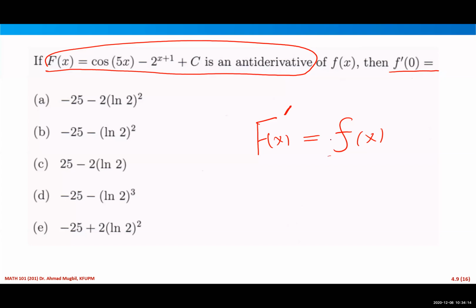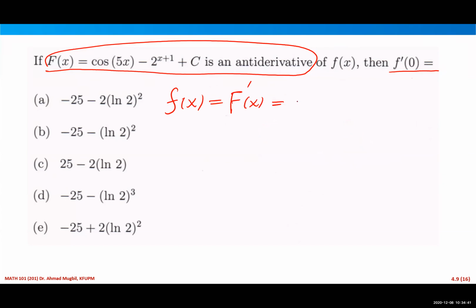So to get the function from the antiderivative, I differentiate. That's why I told you, Shabab, this question is easier, because you don't need to find the antiderivative here. You need just to differentiate. So we will find just the derivative. f of x is equal to the derivative of the antiderivative. This is the definition, Shabab.